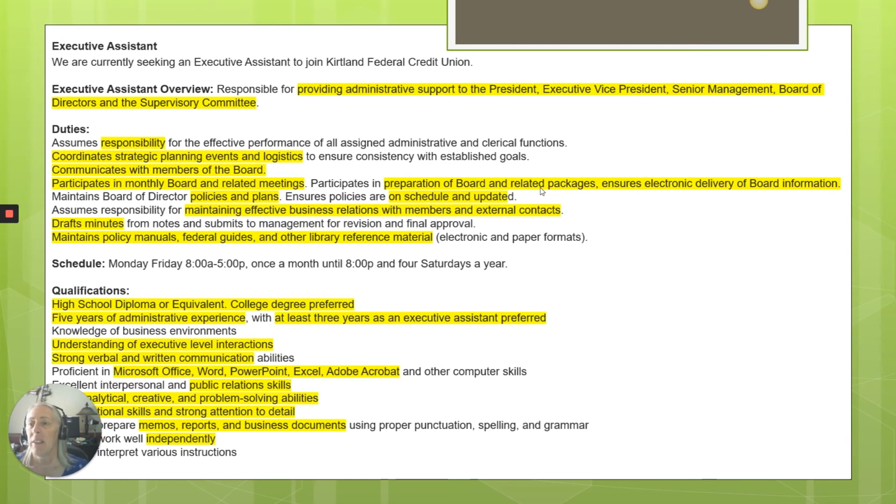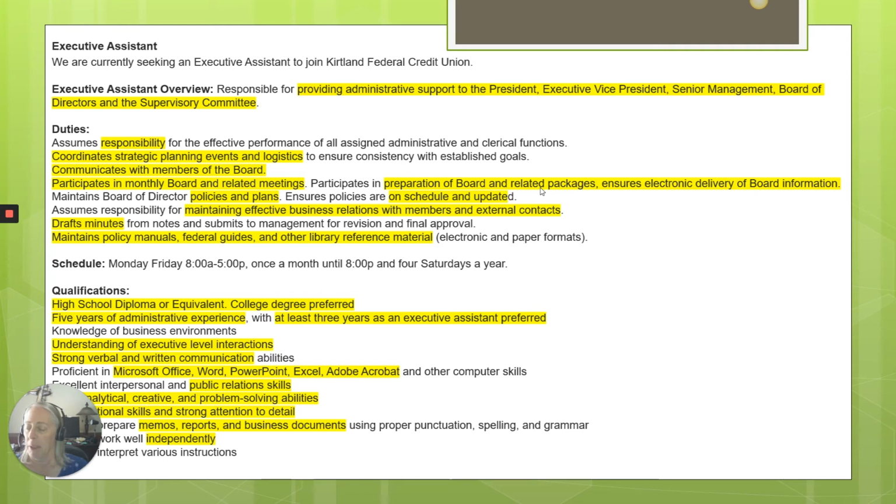All right, here is another one. This is for an executive assistant. This is actually at a credit union, and I looked this one up yesterday. These are currently open jobs as of yesterday. Okay, so here, pay attention to the overviews or the duties or what your day will look like or whatever that might be.